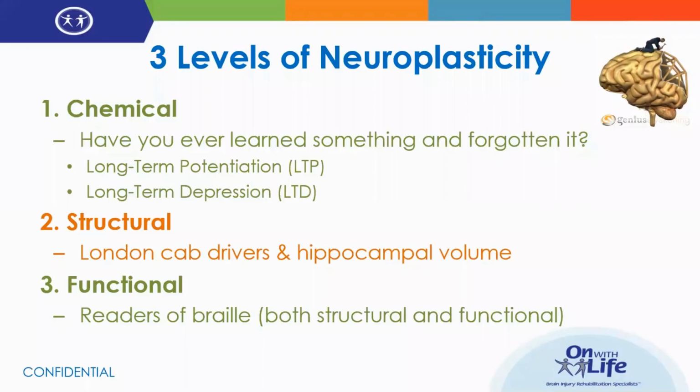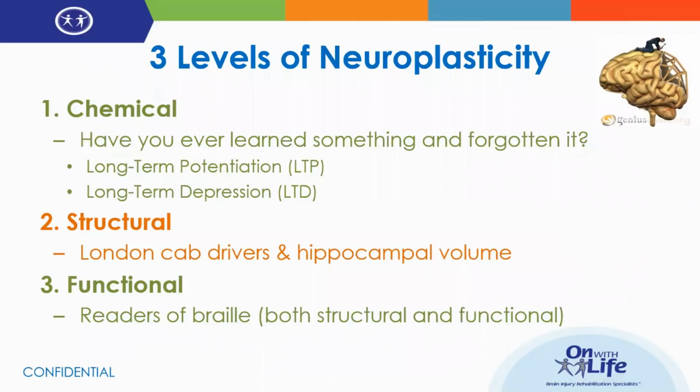This is likely because we've only affected neuroplasticity at the chemical level, and it's going to require lots and lots of additional repetitions in order to move that level of neuroplasticity from the chemical to the structural level. And when we talk about recovery after stroke or improvement after stroke, really what we're looking for is structural neuroplasticity.